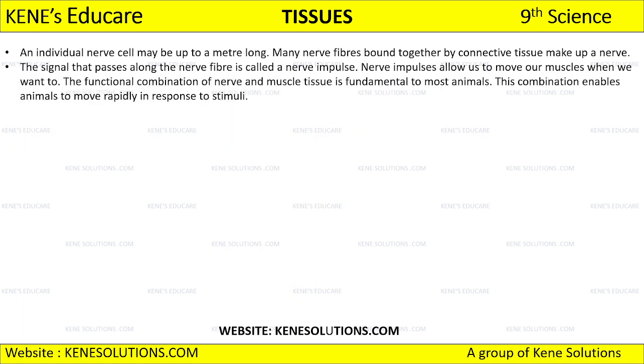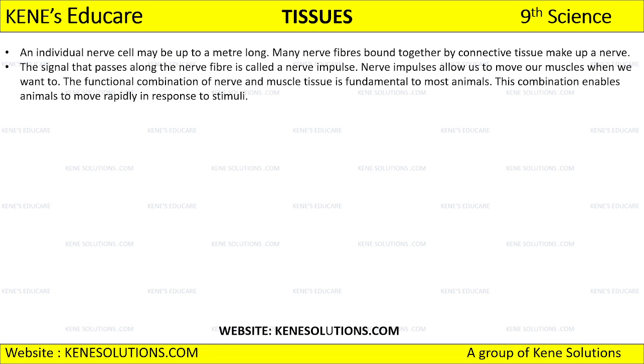An individual nerve cell may be up to a meter long, and many nerve fibers are bound together by connective tissue, and that is what makes a nerve. The signal that passes along the nerve fiber is called a nerve impulse. What do we call it? A nerve impulse, and the nerve impulse allows us to move our muscles when we want to. It is only possible because of the nerve impulse that we have.